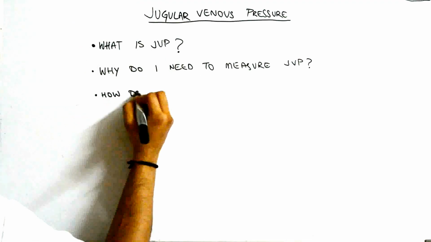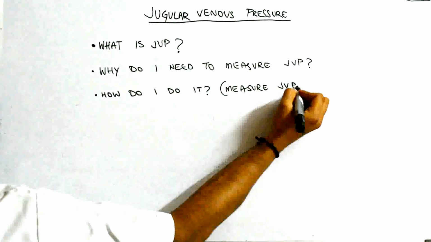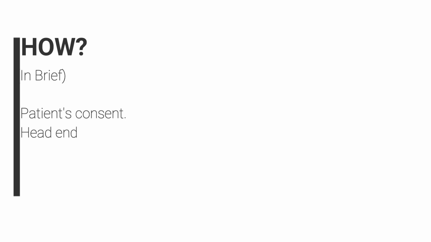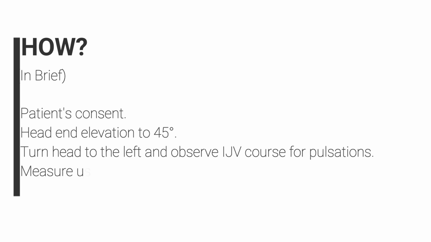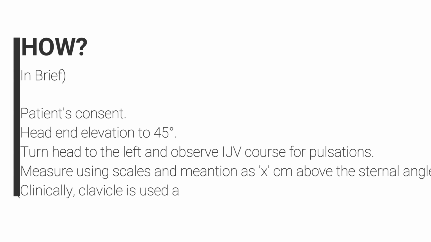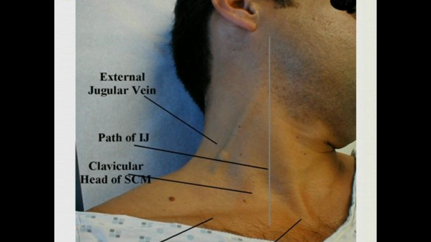So the next question you need to ask yourself is how? How do I do it? That is, measure JVP. So in brief, the first thing you always do is ask the patient for consent. Then head elevation to 45 degrees. Turn the head to the left and observe the IJV course for any pulsations. These pulsations are measured using scales from the sternal angle and mentioned as the same. This is the course of the IJV marked by a single vertical line.